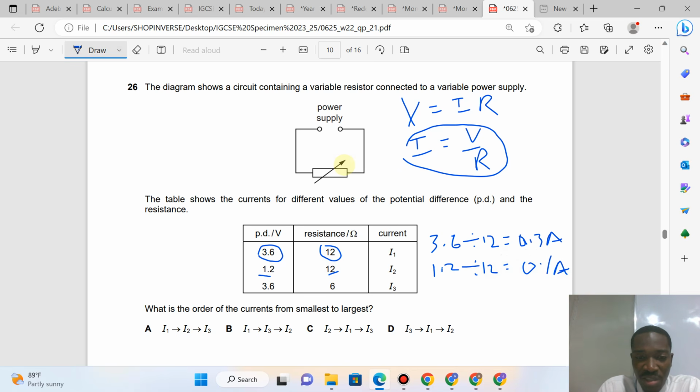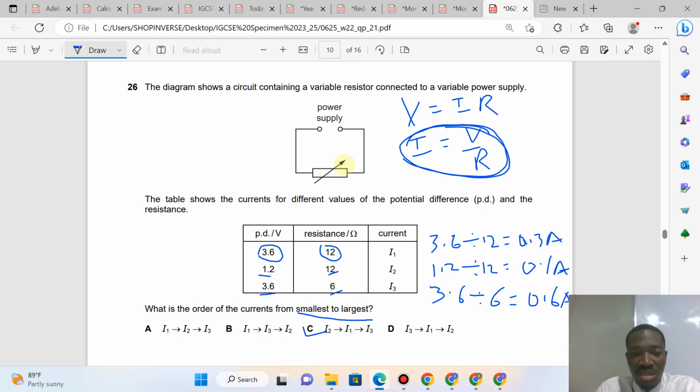Okay, number 3, I3. Current is voltage divided by resistance. Our voltage is 3.6, resistance is 6. So we have the voltage, 3.6, divided by our resistance, 6, which gives us 0.6 amperes. Okay, so we are going from smallest to greatest. The smallest is I2, followed by I1, followed by I3. And that makes option C the correct answer to the question: I3, followed by I1, followed by I2.